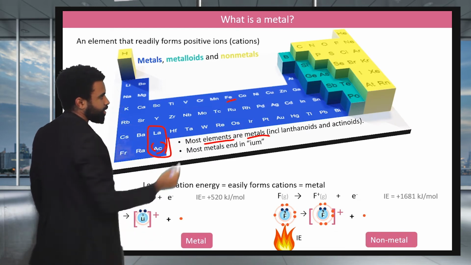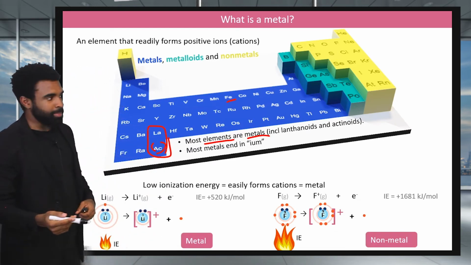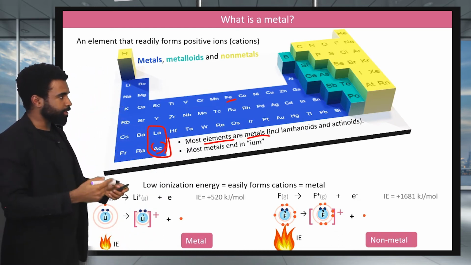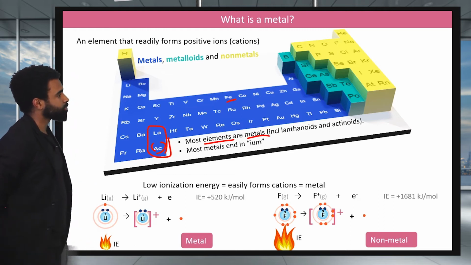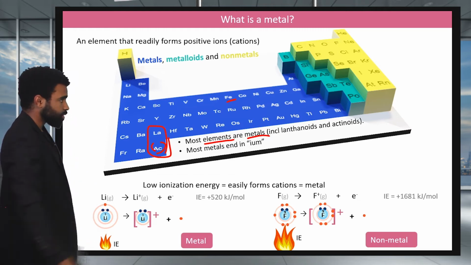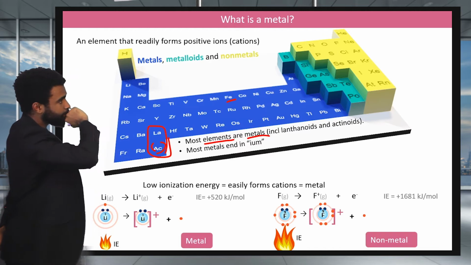Or Fe, iron doesn't end in UM, but the original Latin term, which is ferrum, ends in UM. Okay, that's by the way though. So now we understand what the metals are.